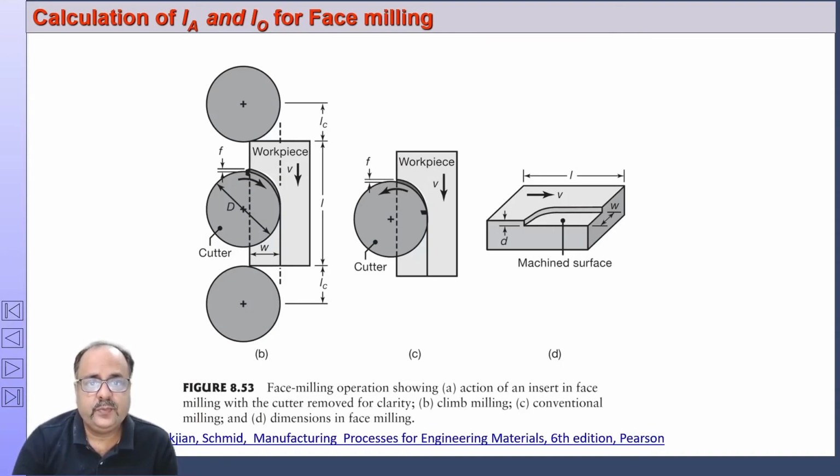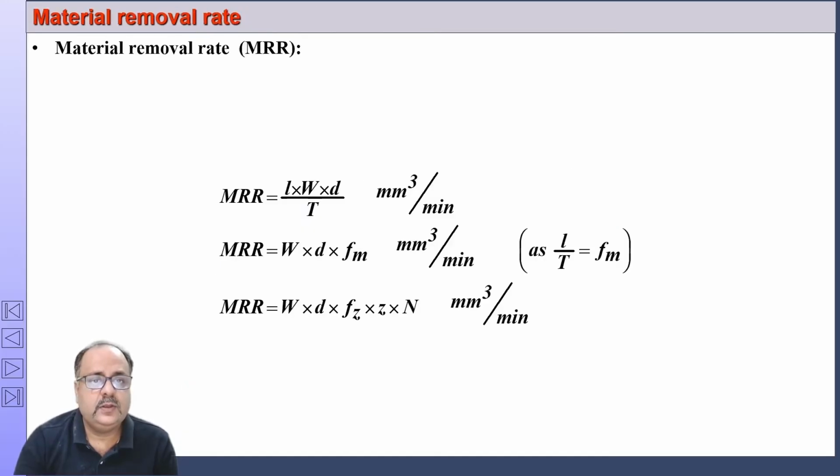Let's see. This is again another figure of the same thing. And material removal rate is defined as length into width into depth of cut, where w is the width of the workpiece and d is the depth of the cut, divided by the machining time t. So this will be in mm cube per minute.